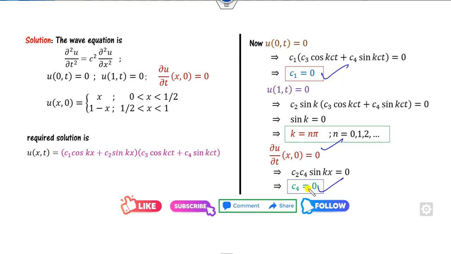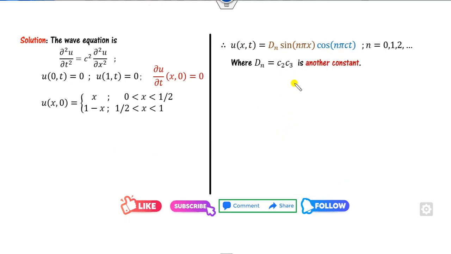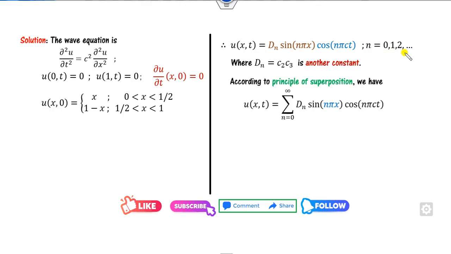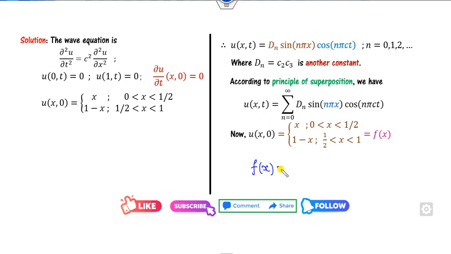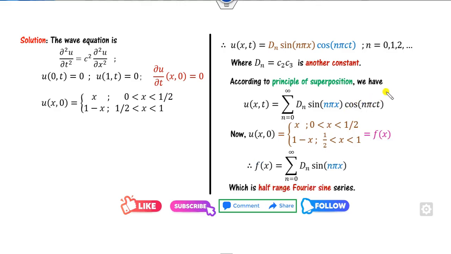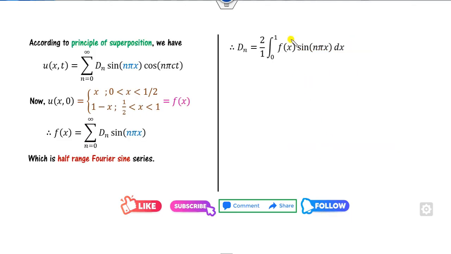Substitute the value of these three expressions in this. So c2 and c3 I call another constant. Again you have different values of n, so I can apply the principle of superposition. Now again I can apply the non-zero condition, that is, I can apply it at t equal to 0. The left hand side I call f(x). So the left hand side is f(x). This value cos 0 is 1, which is again a half range series. So you can start from this again.